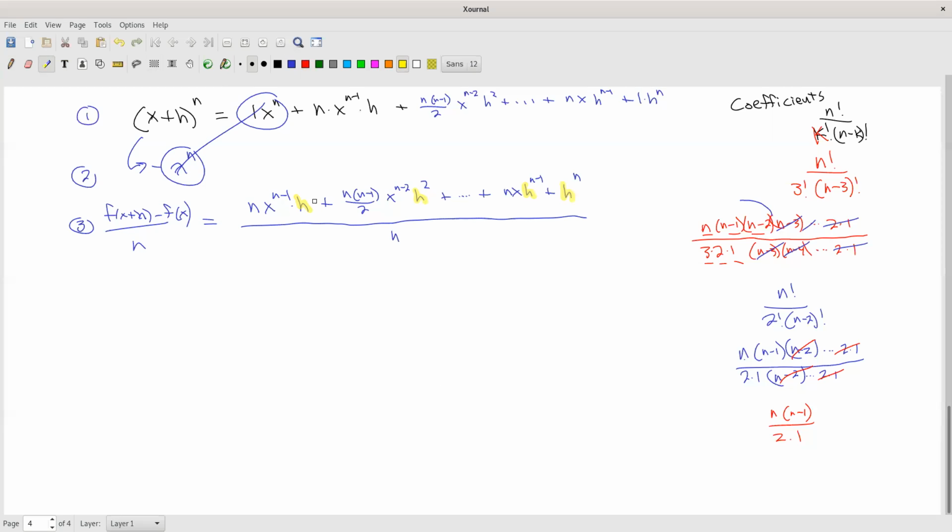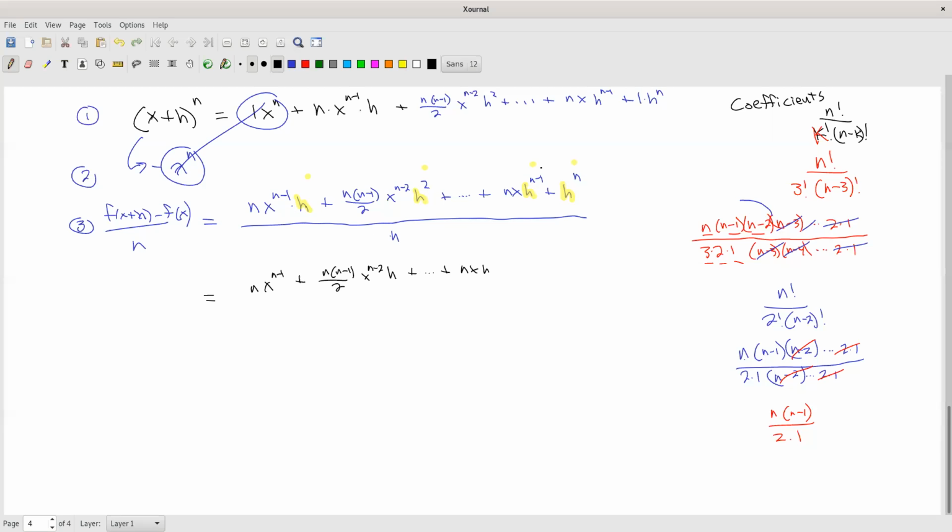So two ways to think about this. I could factor an h out of the numerator, or I could drop each of these powers by 1. So that's what I'm going to do. So this simplifies to this. h divides into that one, so I just get an n times x to the n minus 1 plus n times n minus 1 over 2 x to the n minus 2. And instead of an h squared, I now have an h. And then zipping on down to the end, n x h.